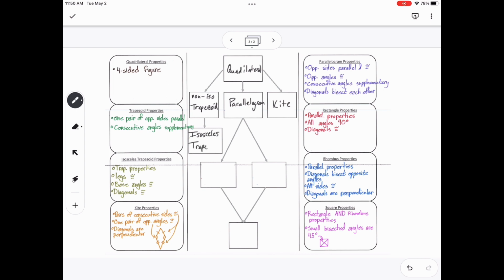They're very unique. Under parallelograms, you have rectangles and then rhombi. And then the last is squares, which encompasses all of the things that those previous ones have to offer.